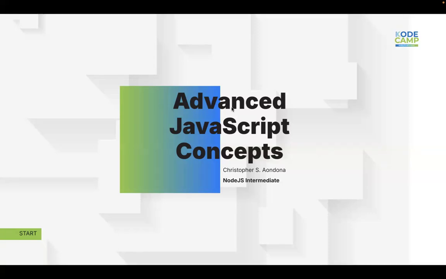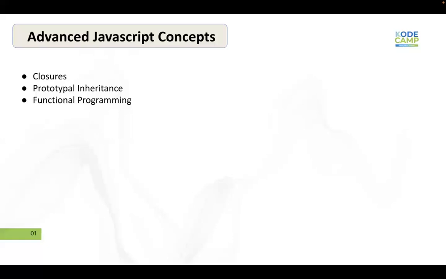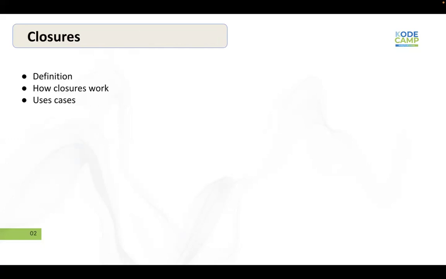So, as I earlier mentioned, today we'll be looking at advanced JavaScript concepts. Under advanced JavaScript concepts, we'll be looking at closures, prototypal inheritance, and functional programming. First on the list is closures. Under closures, we'll be looking at definitions, how closures work, and how we can use closures in JavaScript.